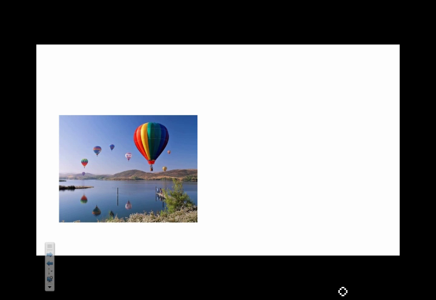In the lake, we have liquid. We have liquid water. There's my liquid. And in the hot air balloon, inside, we have gas, we have hot air, and the hills are solids.